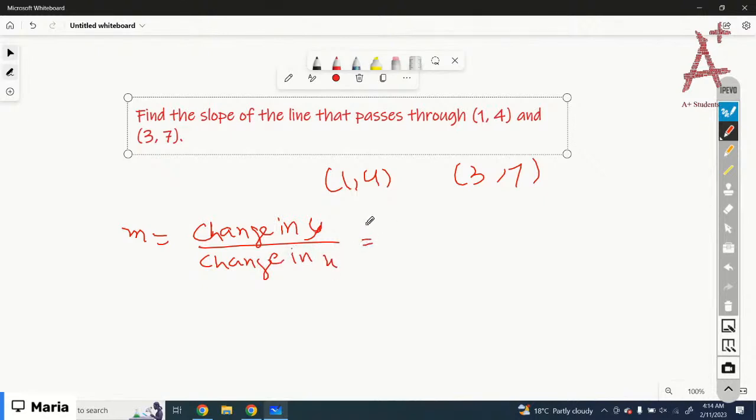So just subtract their y components. You have 7 and 4, so you subtract 4. Then you have x are 3 and 1, so it will be 3 minus 1. So 7 minus 4 is 3, and 3 minus 1 is 2. Got it? That means the slope of the line that passes through the points 1, 4 and 3, 7 is 3 over 2. Got it?